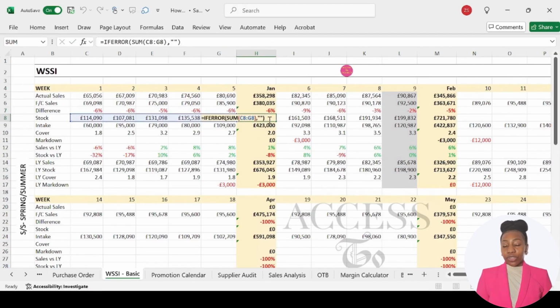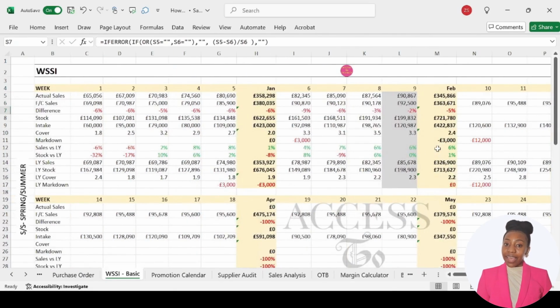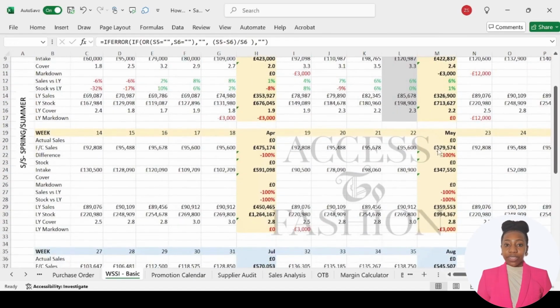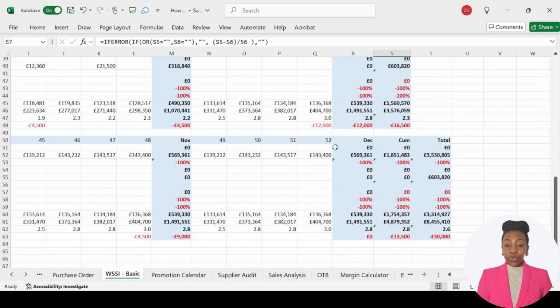It gives a total of your stock by month. It depends on how you want to view it. And then we would cum it as well for the whole quarter. So that would just be adding all of the months in that quarter and so on. And then, yeah, we just keep going until the end of the year, all your 52 weeks.